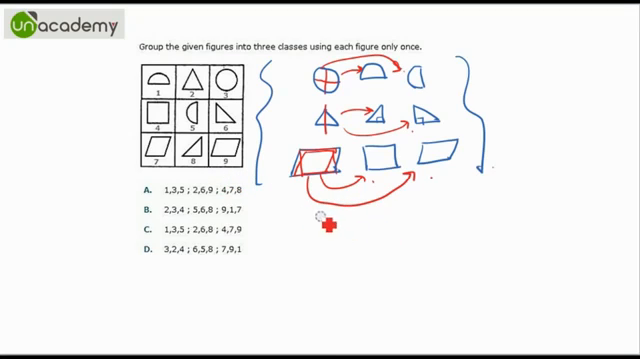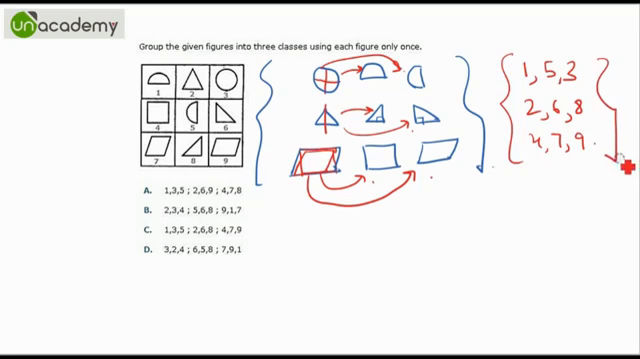So we will have the groups as 1, 5 and 3, 2, 6 and 8, 4, 7 and 9. So these will be the groups that we will form according to the observation, and that is option C. So that is the correct option. So this is another pattern where you have to find out which figure can make the remaining figures in the group. So that is another pattern of these problems.